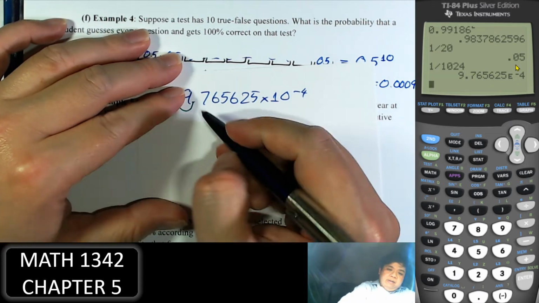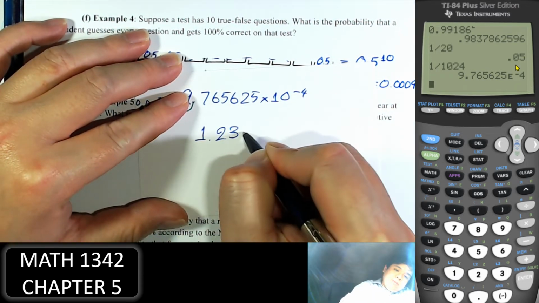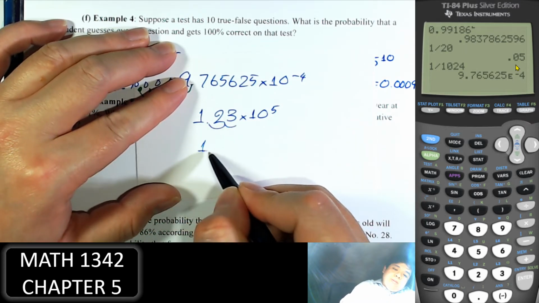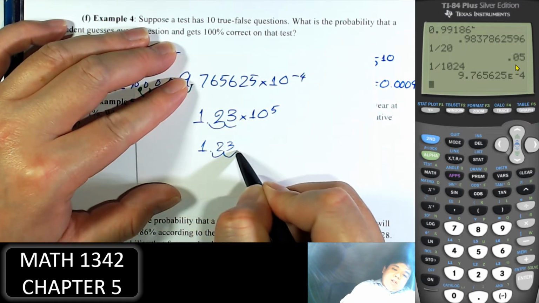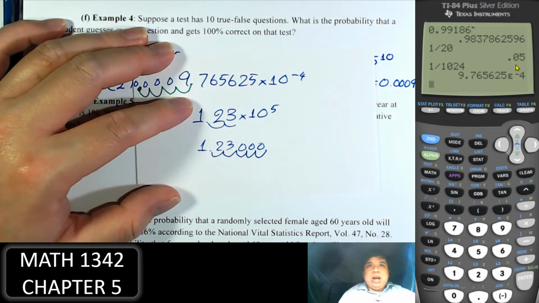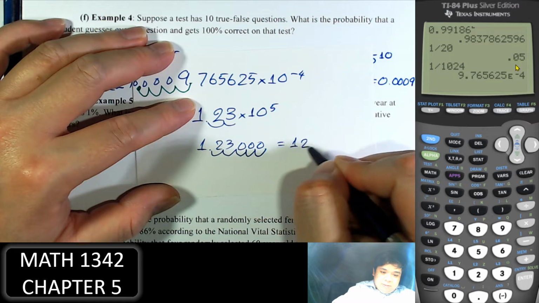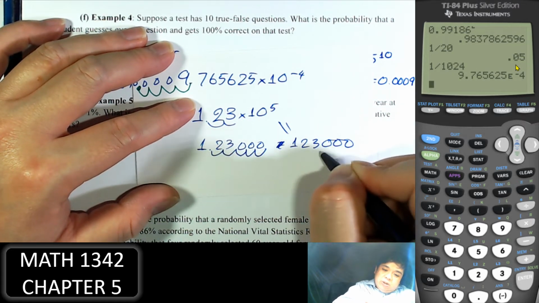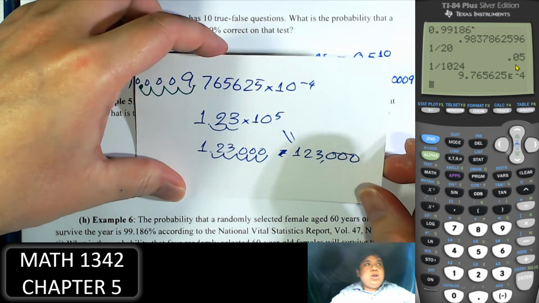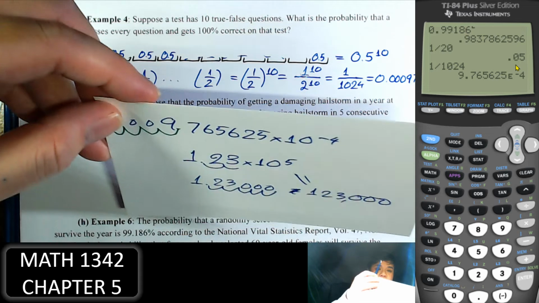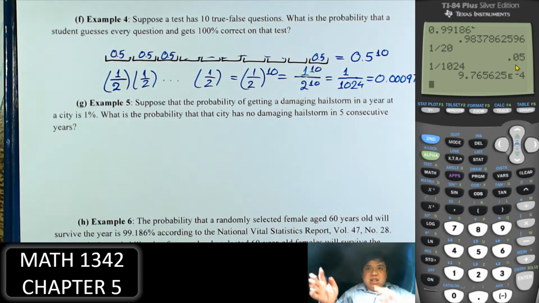For example, if this, so we move 1, okay, 1, 2, 3, 4, 5. So that's what we have. This will be equal to 1, 2, 3, 0, 0, 0. So if it's negative, we move the decimal the same number of places to the left, and then add 0s to it.